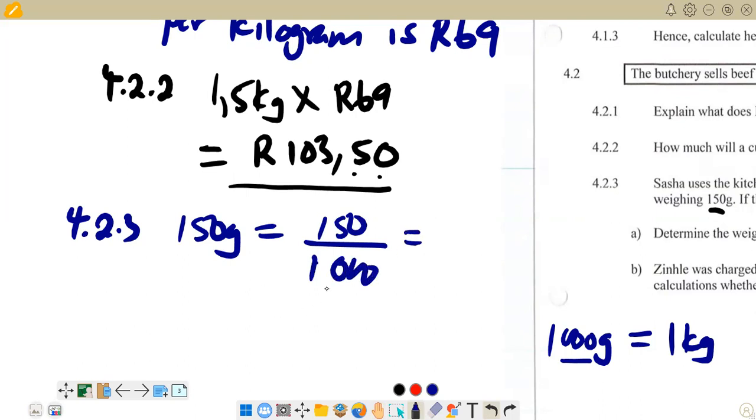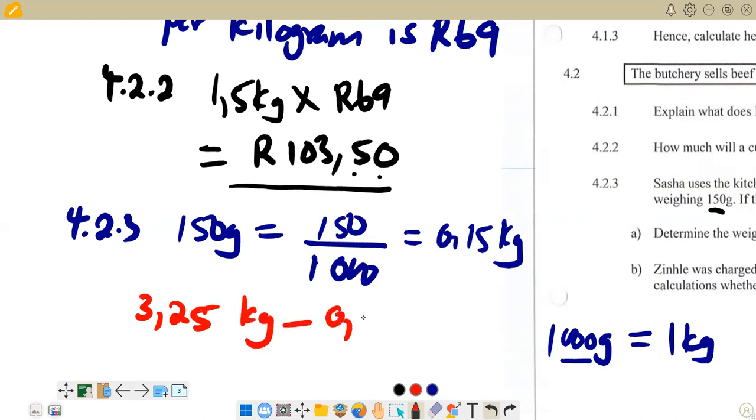To kgs. So when we do that, you're going to get 0.15. So it becomes 0.15 kgs. So we have now converted these grams to kgs. So we have got now the same unit, which are kgs. So we can now say the total weight. Remember, the total weight that we are given there is 3.25. So we are saying 3.25 kgs, then we subtract 0.15 kgs, so that we find the weight of the meat only.